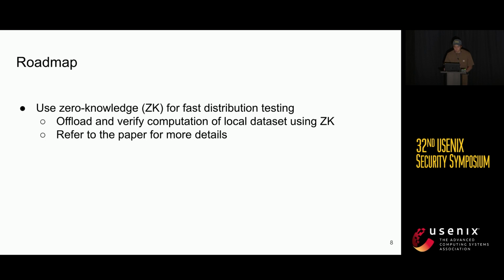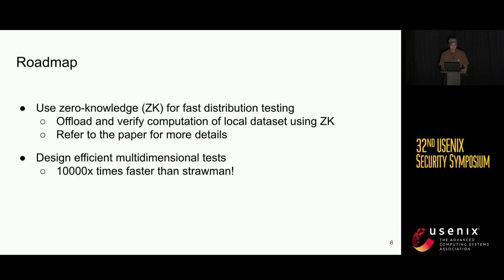So continuing with the presentation, I'll describe the framework behind how we build HOLMES. First, we use zero-knowledge proofs for fast distribution testing. Zero-knowledge proofs allow us to offload and verify the computation of local data sets, whereas in the original case, we would perform all the computations online using multi-party computation. And offloading and performing these local computations offline is going to be a lot more efficient than performing all the computation online. But this is a relatively straightforward technique, so we refer to the paper for more details.